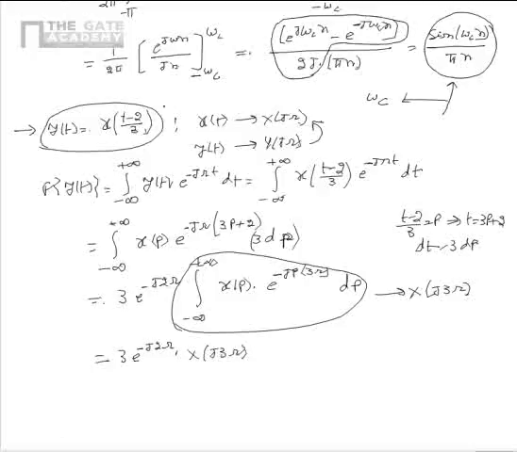So if y of t is equal to x of t minus 2 divided by 3, we can write that y of j omega is equal to 3 into e power minus j2 omega multiplied by x of j3 omega.